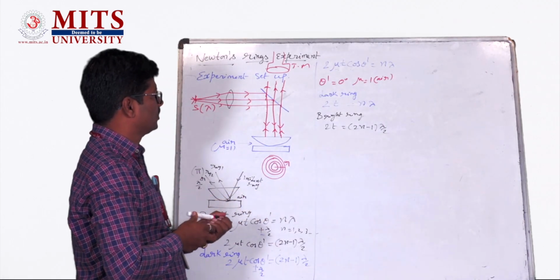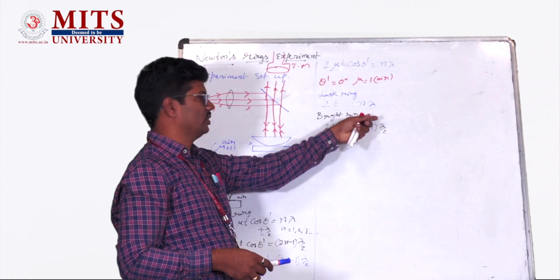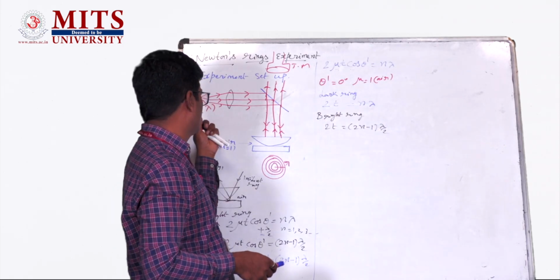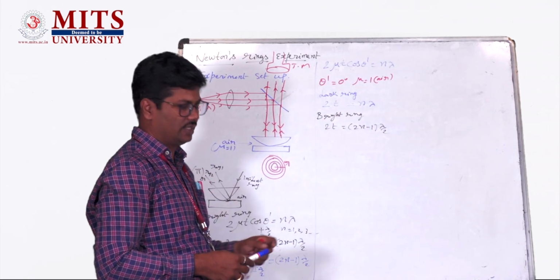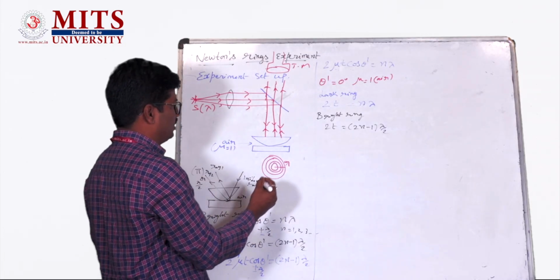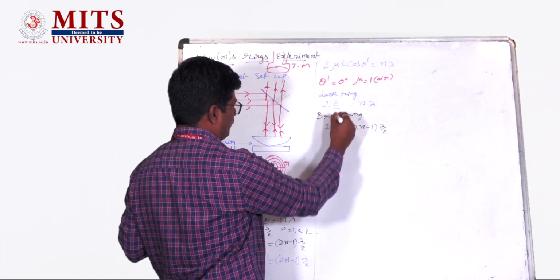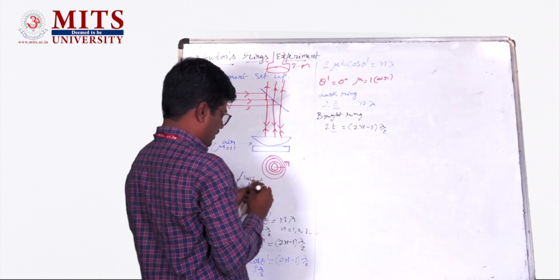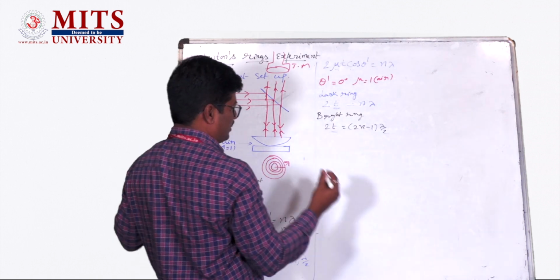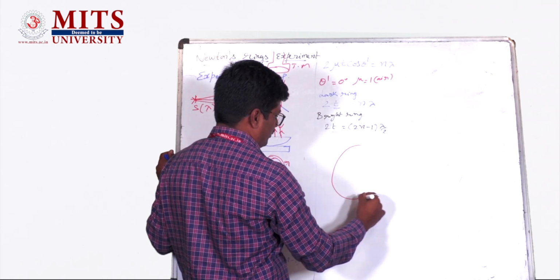Now in this equation, 2 is a number, n is 1, 2, 3, a number, and the wavelength of the light that we are using, we know. So what is unknown is the thickness of the air film. So t is the thickness of air film. For finding this t value, let me draw this plano convex lens and explain how to find the thickness of the air film.